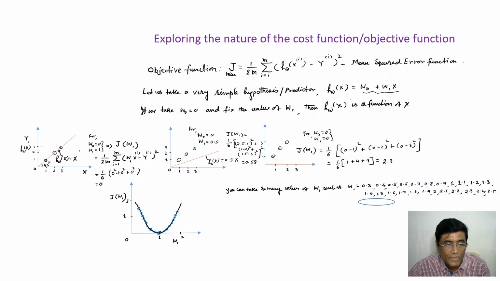I am assuming W0 equal to 0, and thereby without bias, of course, my design is heavily constrained, because whatever your data is, it will always pass through the origin, which is not desirable.